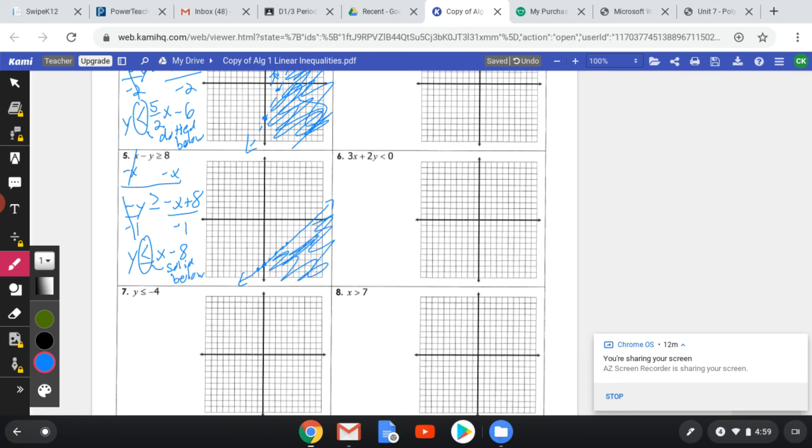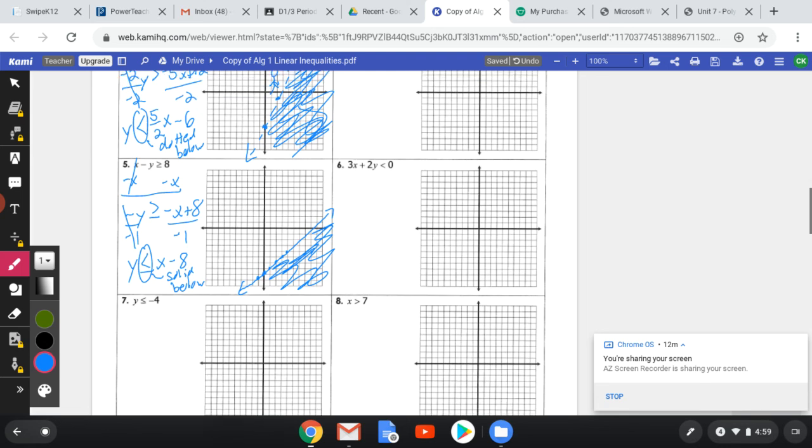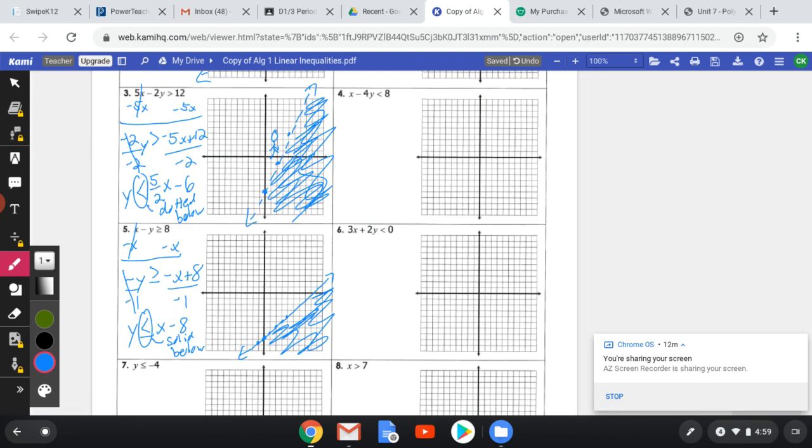The reason why we have the difference between the solid and the dotted line, well, look at the inequality symbol. The dotted line, well, the inequality symbol doesn't say equal to, so you can't be equal to it. Whereas this one, the solid line, says you can be equal to it. That's the difference why we do solid and dotted.